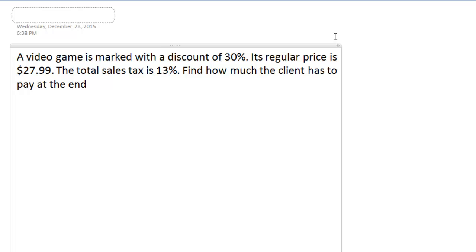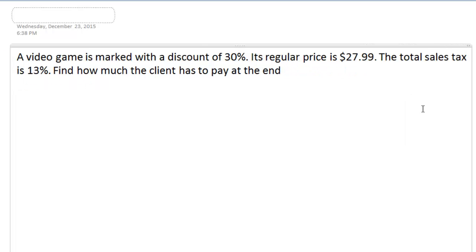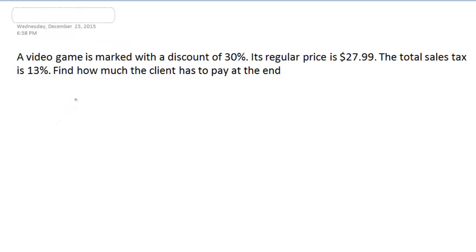A video game is marked with a discount of 30%. Its regular price is $27.99. The total sales tax is 13%. Find how much the client has to pay at the end. So again, we know that if the buyer will buy it without discount, he has to pay 100% of the price, which means $27.99. But he's lucky because he's getting a discount of 30%.